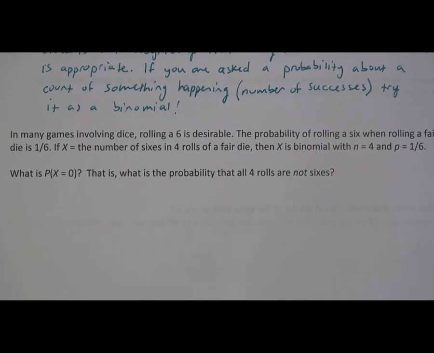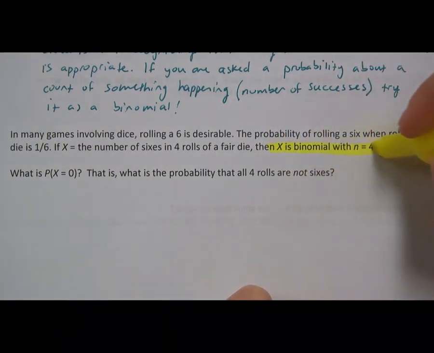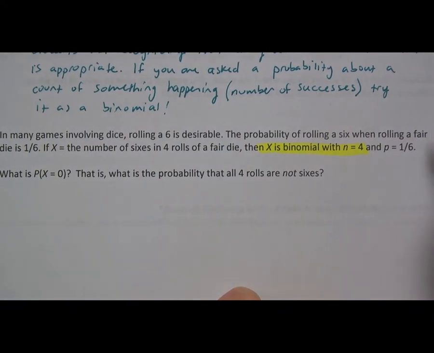In many games involving dice, rolling a 6 is desirable, probably just because it's the highest number. The probability of rolling a 6 is 1/6. Now, you should know that without being told. If X is the number of 6s in 4 rolls of a fair die, then X is binomial. The number of trials, the number of rolls, is 4. The probability that you have a successful roll, in other words, you roll a 6, is 1/6.